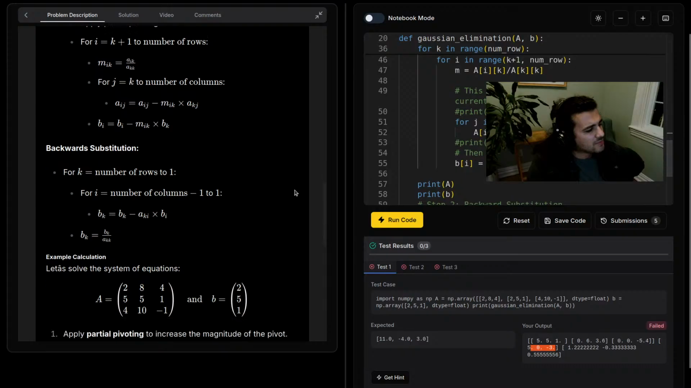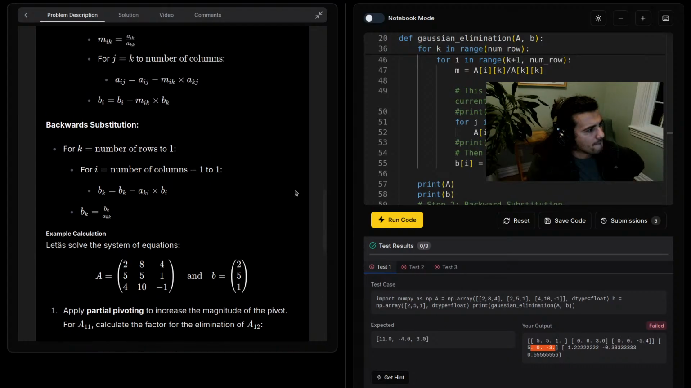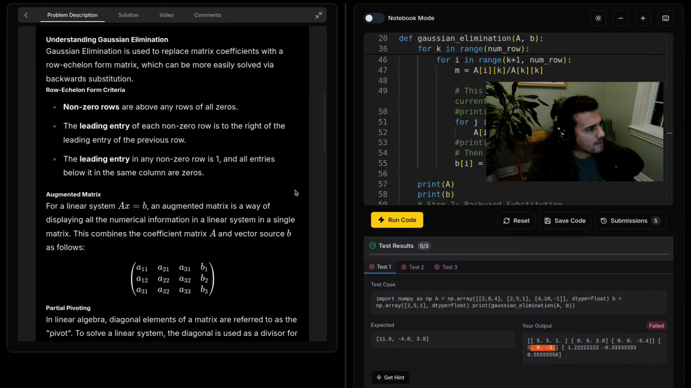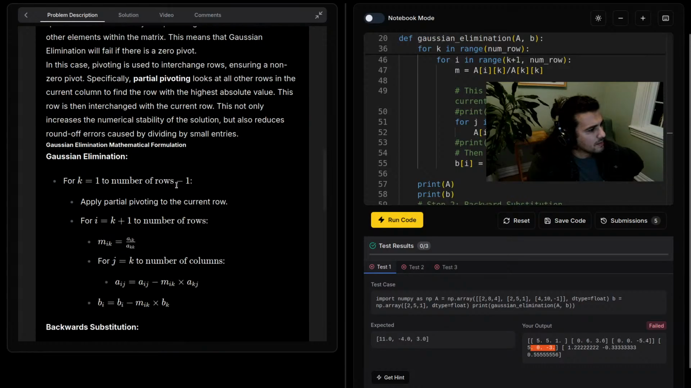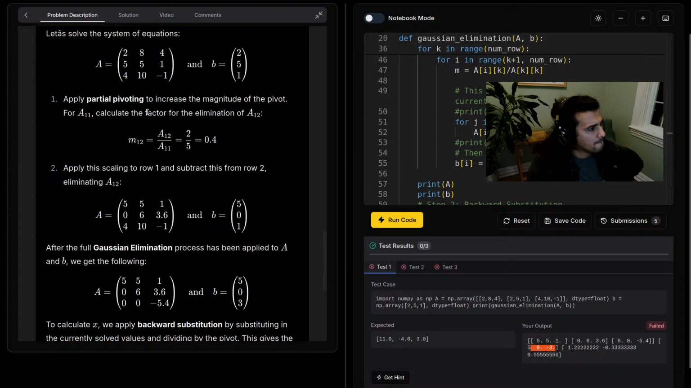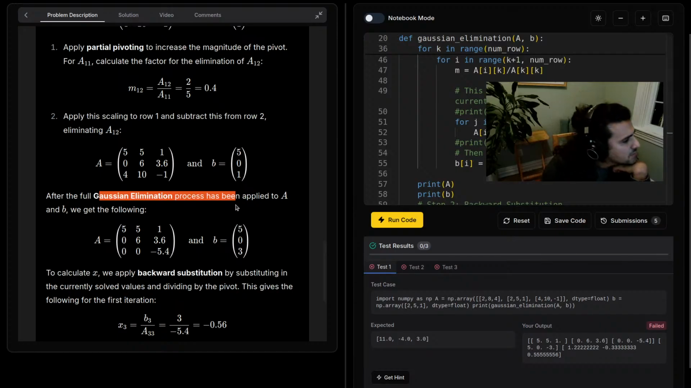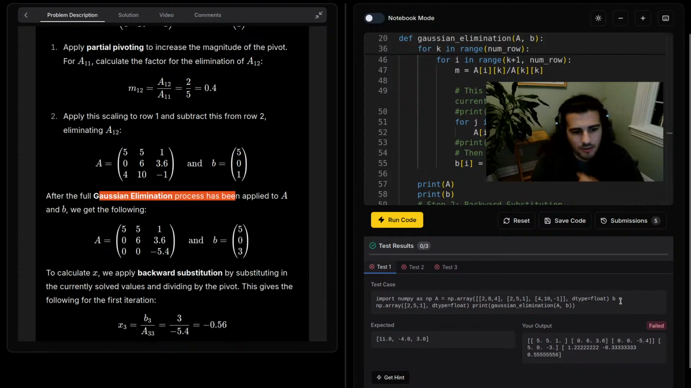Oh, is it because of the absolute thing? No. Wait, what is? What are they saying? Okay. Where's the magnitude of the pivot? Okay, that. Subtract from row 2 after the full Gaussian process has been applied to a... but I have 5, 0. Okay, yeah, folks, we're getting there, right?